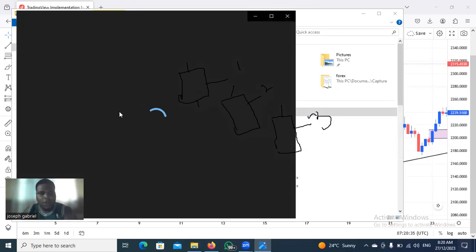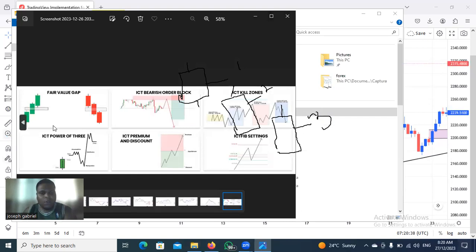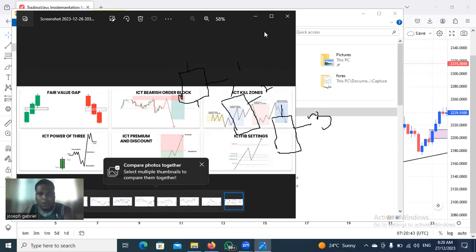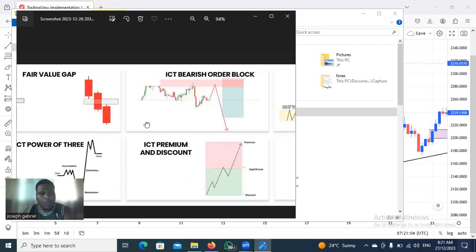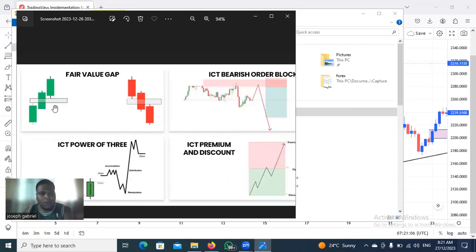I just want to show us. Okay. So this is what I actually wanted to show us. Let me delete these things here. Let me delete everything here. Now, guys, look at what I'm talking about here. This is the example of the fair value gap I was talking about. Okay. So can you see this, guys? Can you see this now? If you look closely, you see here, this is the example of the gap I was talking about.